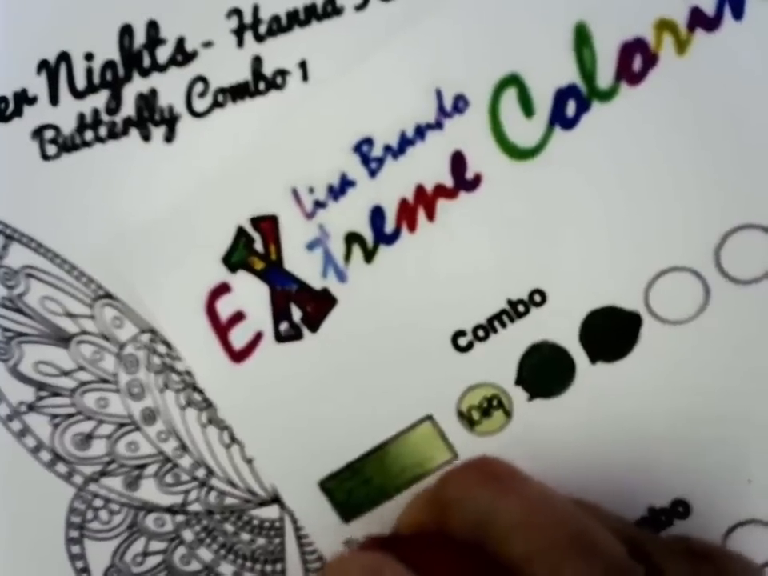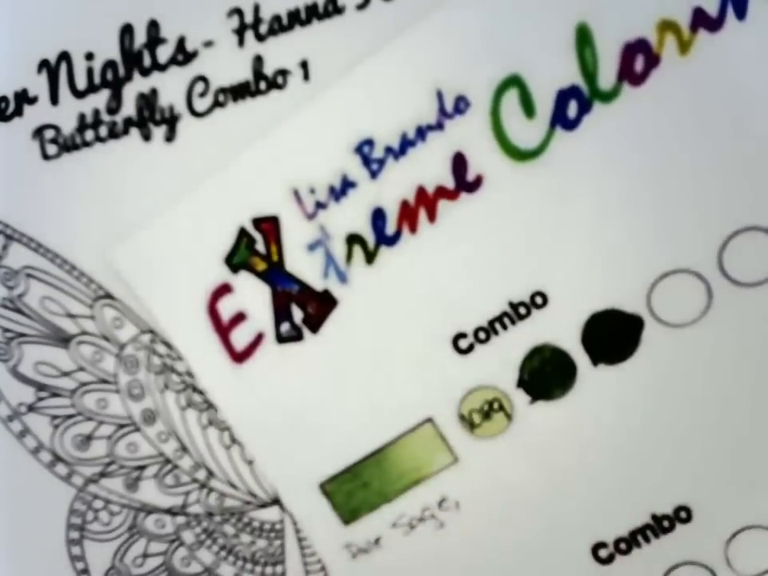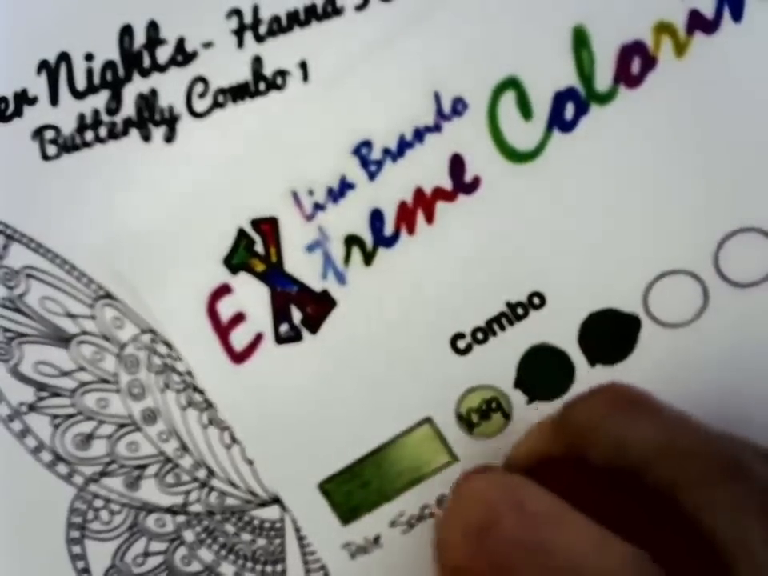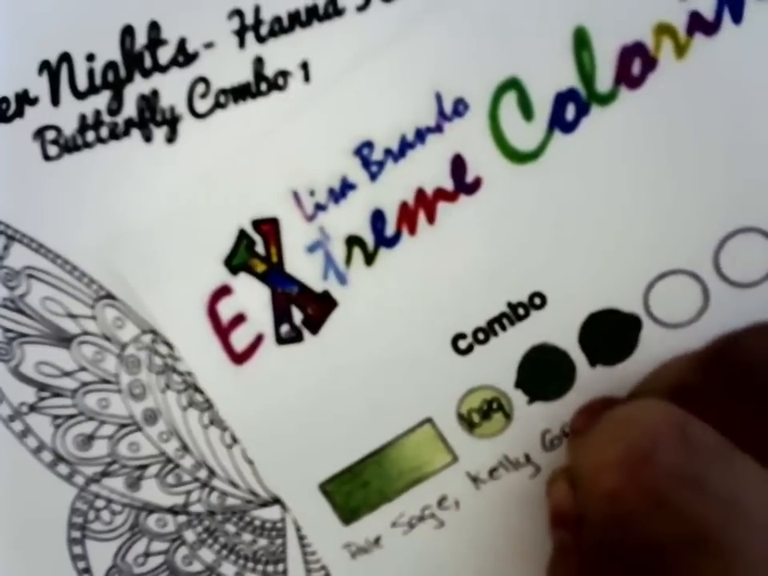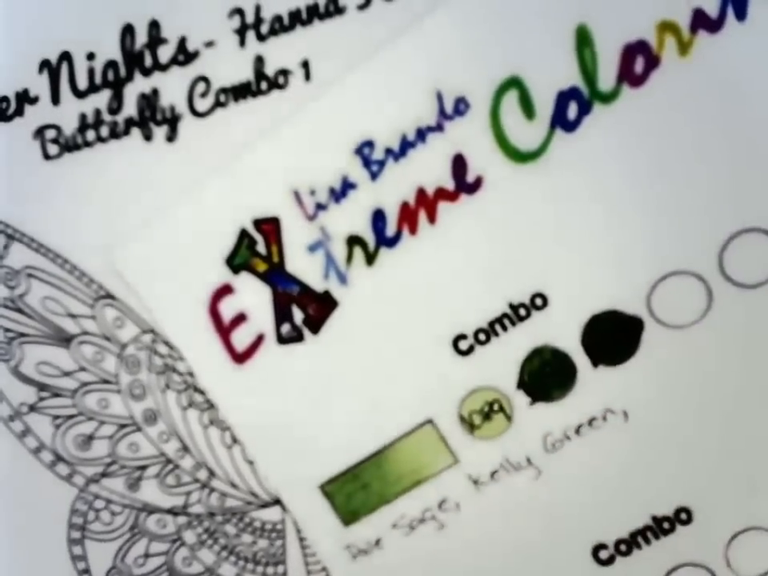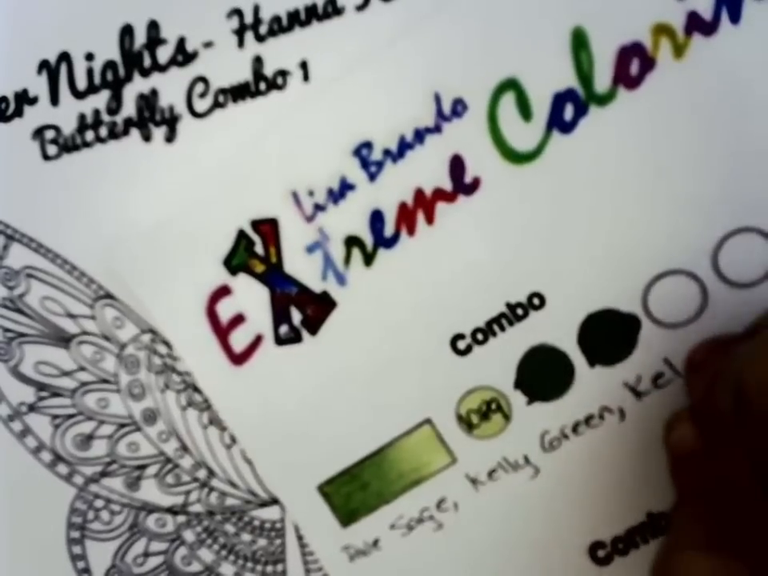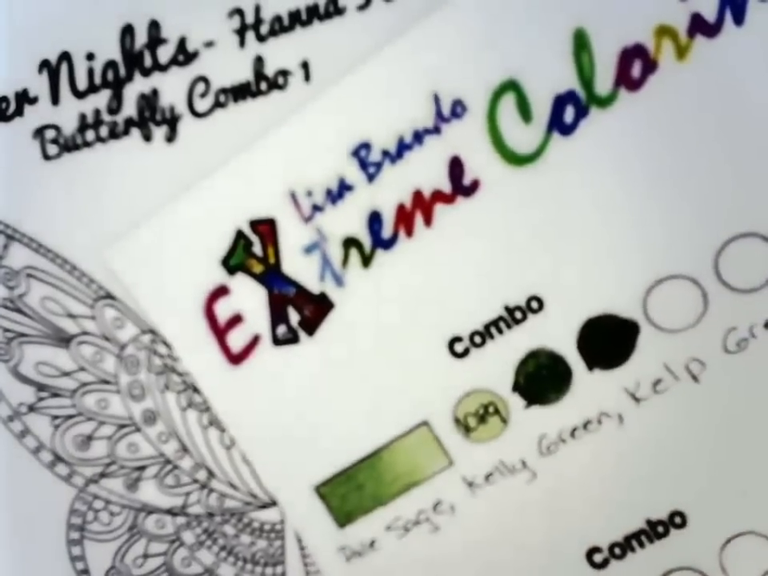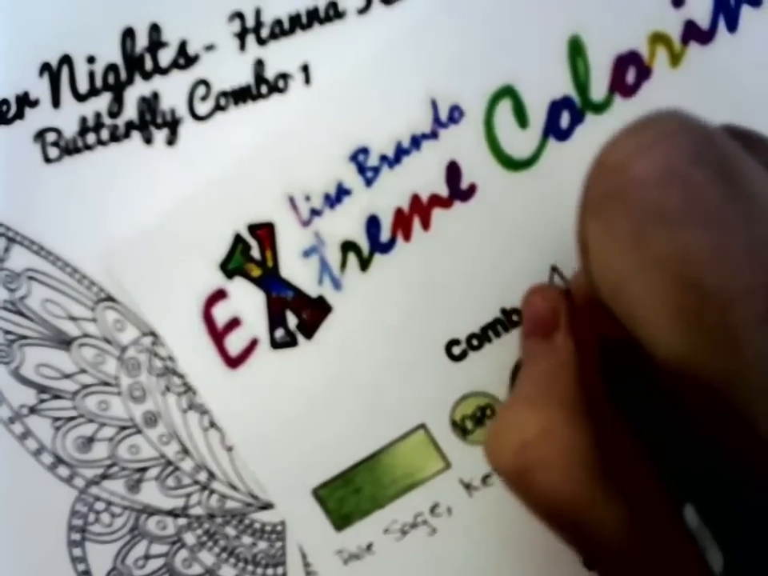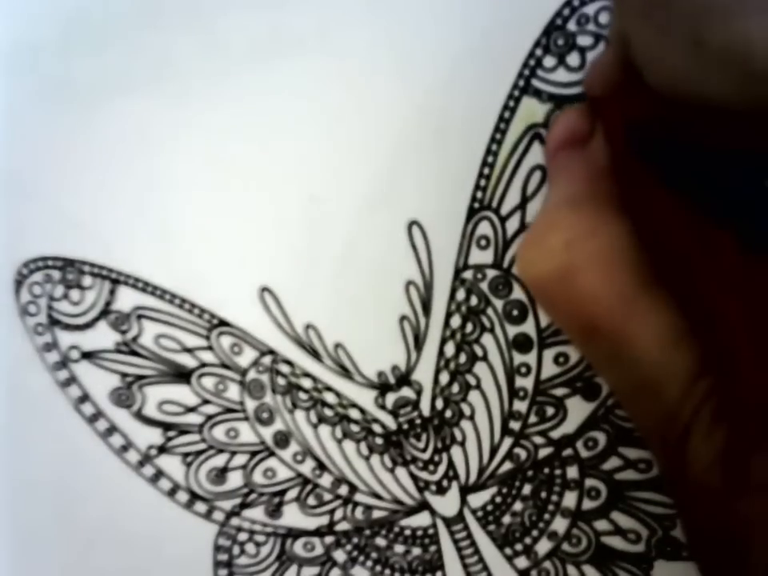I have to write what this is because you have to know what these colors are. And this is Kelly Green for the combinations. And then what was the other one I used? Kelp Green. And this was combo 1. All right. And then what I do is I go like this, and then I will put 1 here.